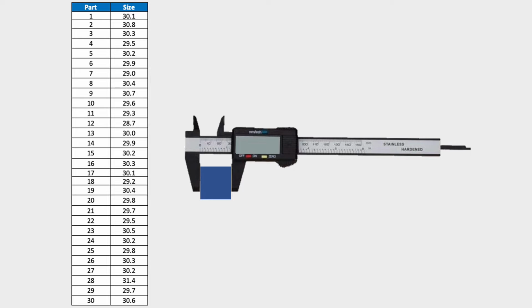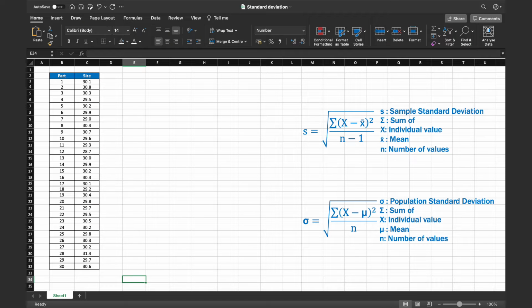In this example, we will be calculating the standard deviation of 30 parts that have been measured. To demonstrate how the calculations change, we will consider the measures as a sample and population. So let's now jump into the Excel and take a look at the formula.